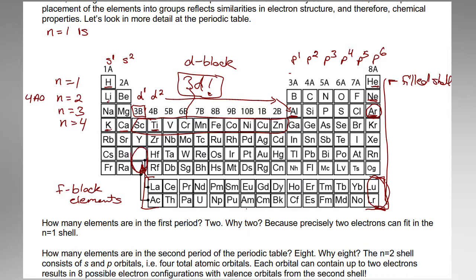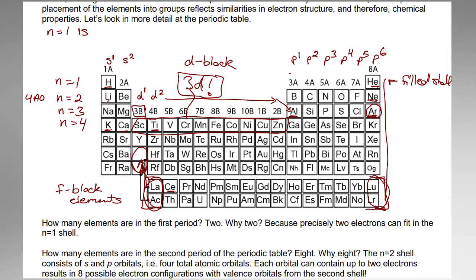Different people draw this in different ways. Sometimes people put the lanthanum and the actinium here and think of it as D1. And then at cerium, they start with F1. But either way, if you add it all up, we've got 10 in the D block and 14 in the F. We're not going to worry too much about the F block elements in this particular course.